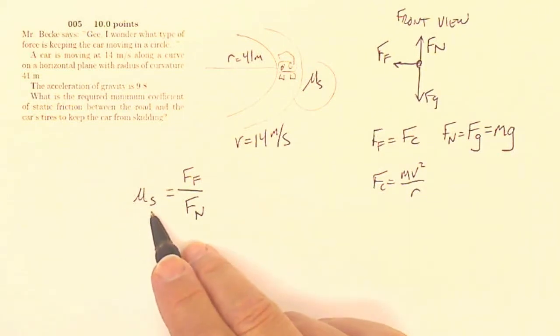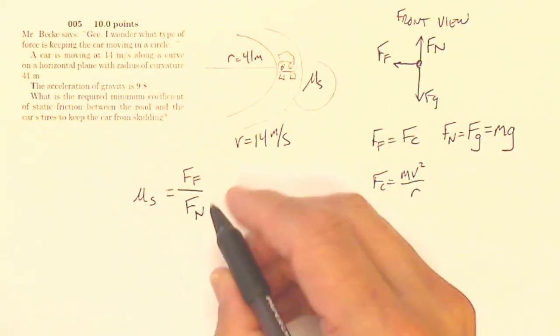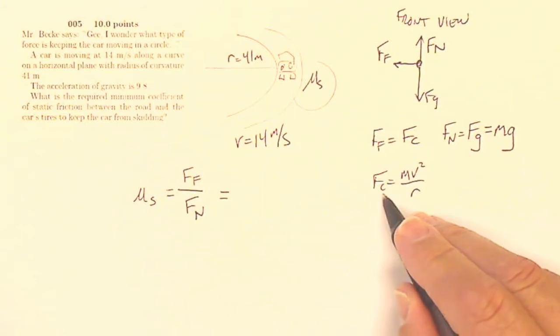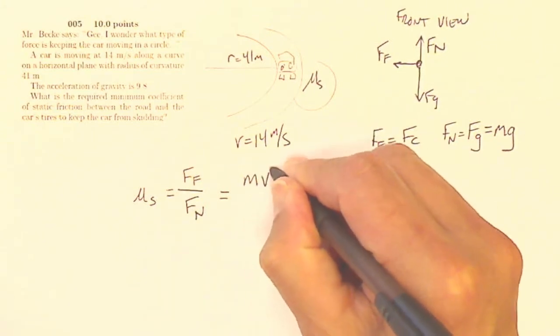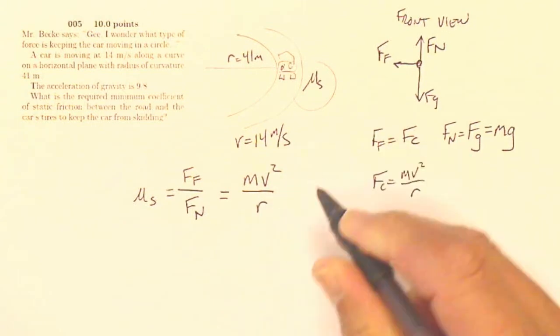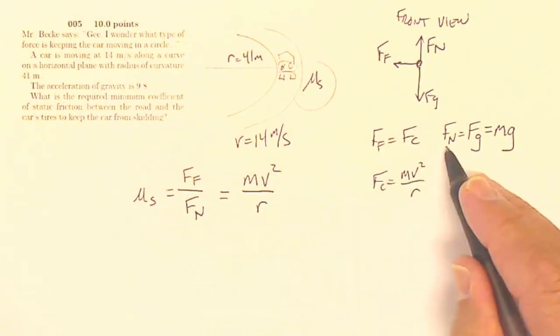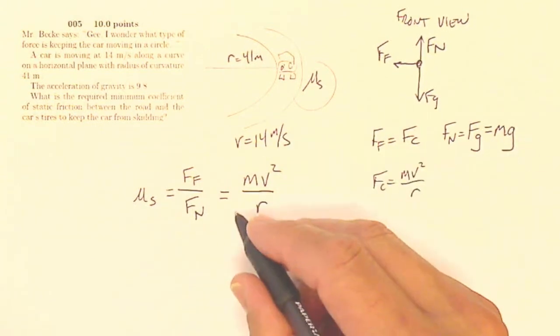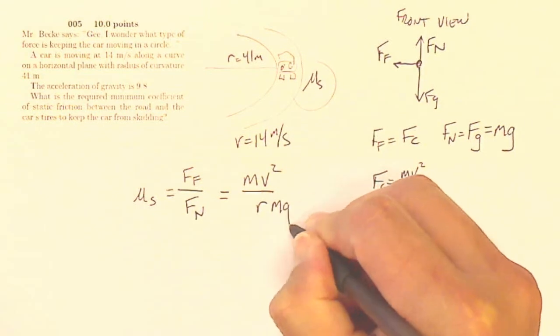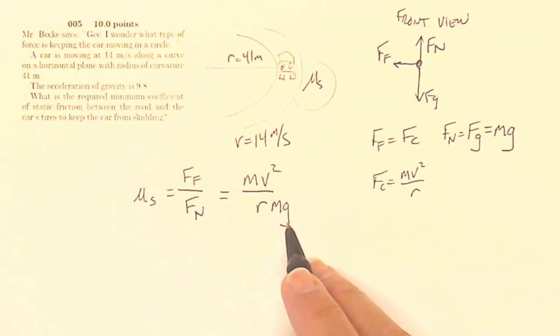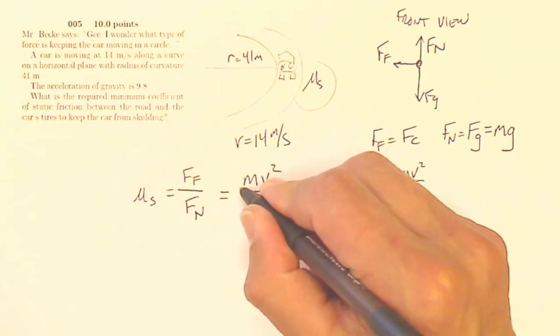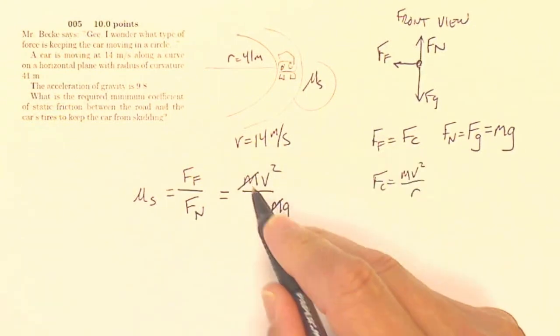So if the static friction coefficient is the force of friction divided by the normal force, well, the force of friction is going to be the centripetal force, mv squared over r. And I want to divide this by my normal force, which happens to be mg. I'm also dividing by the normal force. And if you need to work out the algebra and see if that works, go right ahead. Mass cancels out. It's on the top and the bottom.